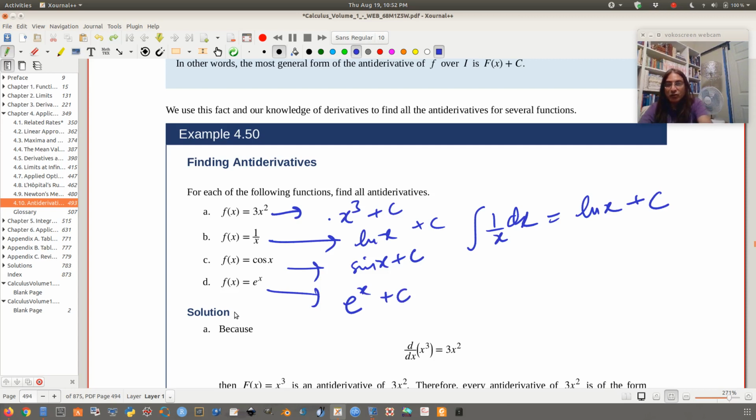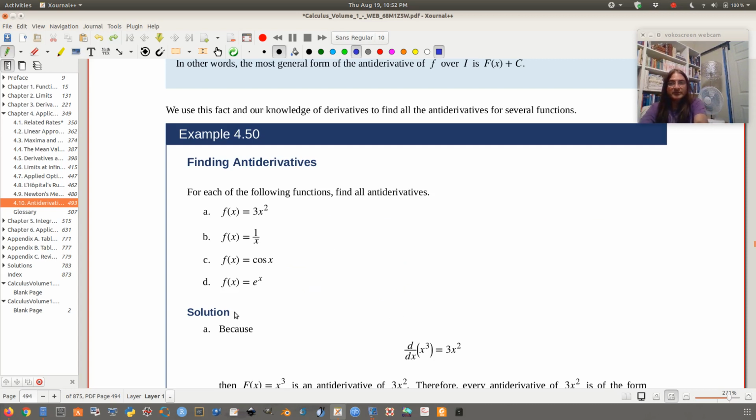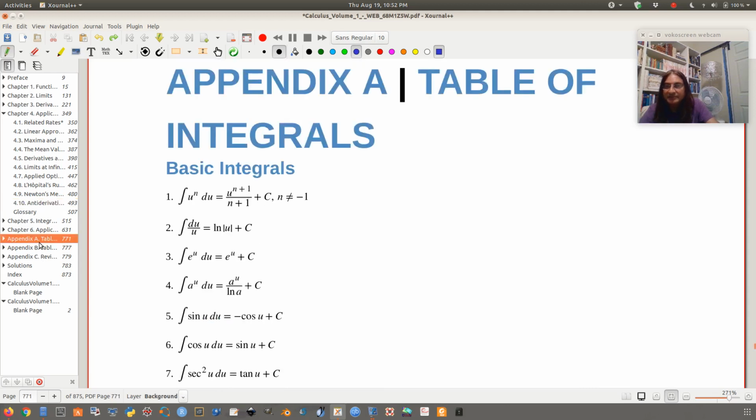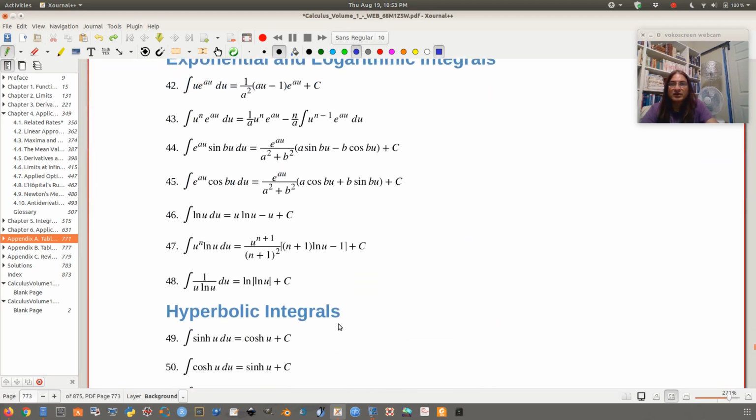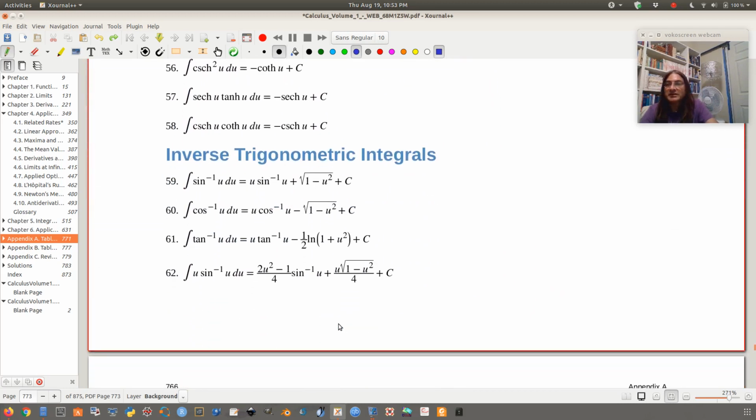So these can be obtained straight from the tables. If you look at appendix A, here's the antiderivative of x to the power n dx. It will be x to the n plus 1 over n plus 1. This is the antiderivative of 1 over x, natural log x, plus constant is always there. So this is the table of integrals, which are obtained from the table of derivatives.